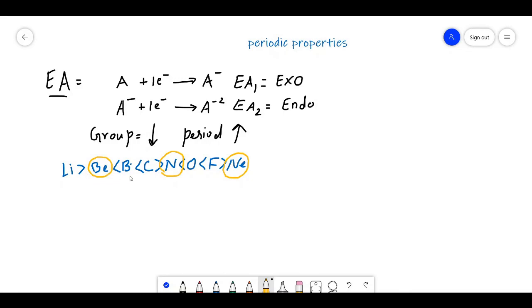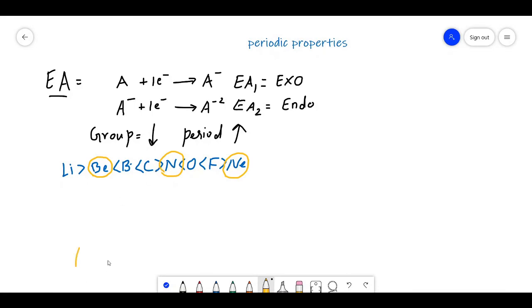So why is this happening? Here also the same reason: they are all half-filled and completely filled configurations. Half-filled and completely filled configurations are more stable. When they are stable, they will not lose electrons or gain electrons. So that is why they are not ready to take electrons. So electron affinity is less.